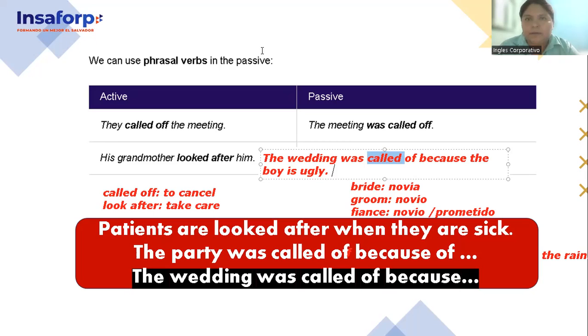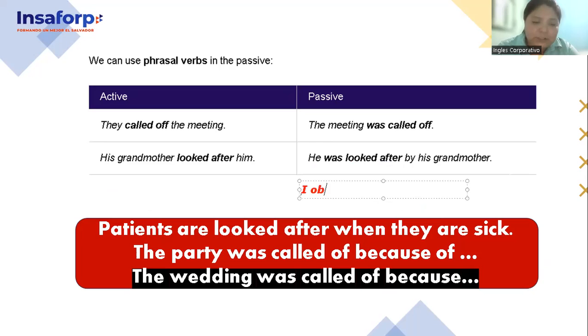And how do you say yo me pongo, guys? How do you say that? So learn English to say that. I object, for example, okay? So you can say I object. Let's see.